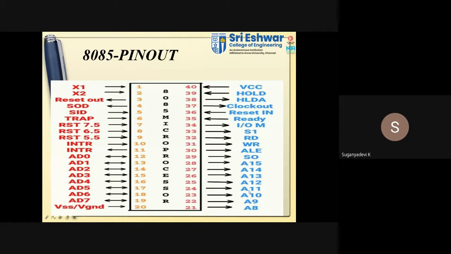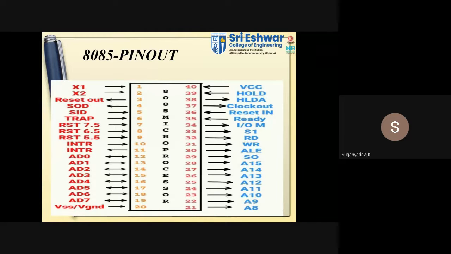Other than that, we have single functions in all the individual pins. As you can see here, we have A alone, which means address alone passing in this particular pin. Likewise, we have SID, SOD, serial input, serial output, everything individual in the IC. So there is no multiple function other than A and D in 8085. When you go for 8086, we have multiple multifunction pins in the pin diagram.